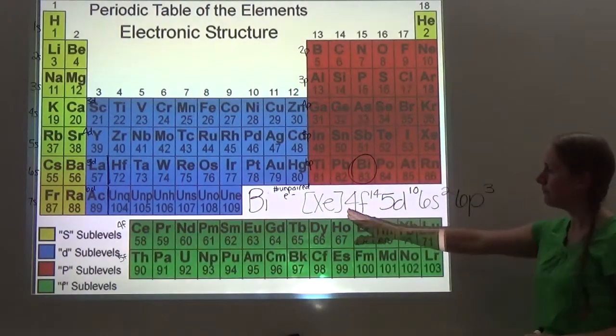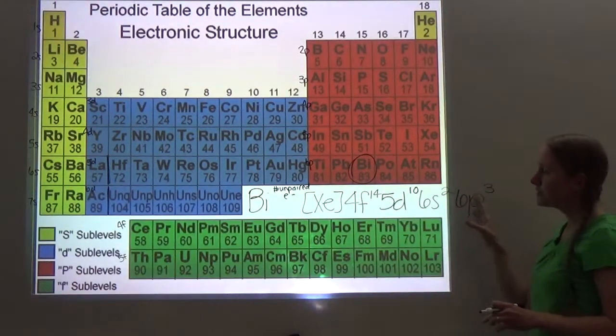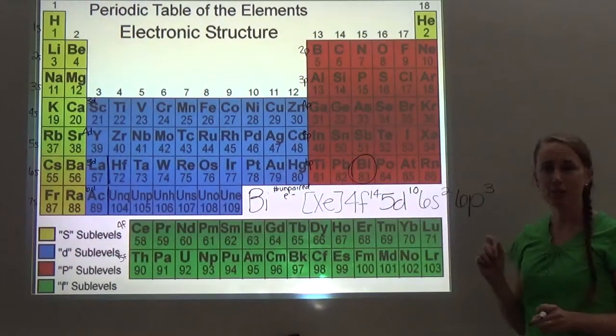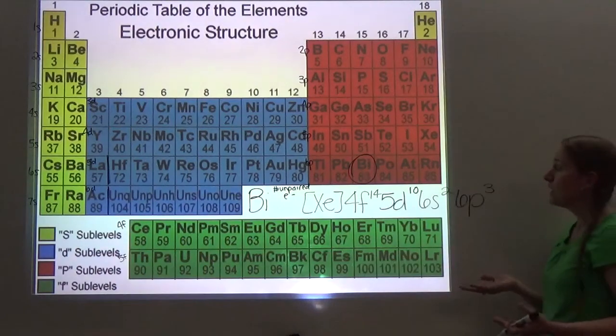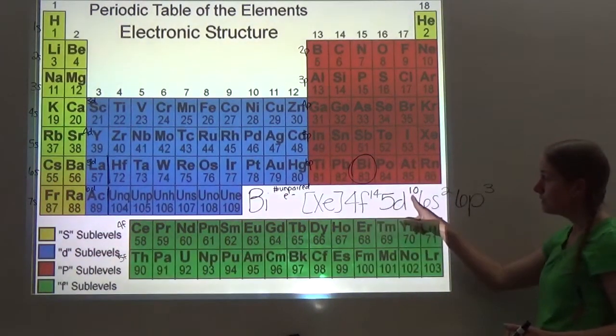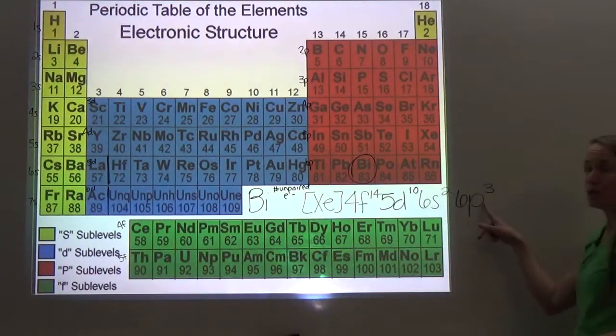So see, now I have 4, 5, 6, 6. All right, so this is my final answer, but then it asked me about unpaired electrons. Well, I didn't do the arrow configuration for this. Okay, this one's full, this one's full, this one's full. Whenever they're full, all the electrons are paired. This is the only one that's not full.